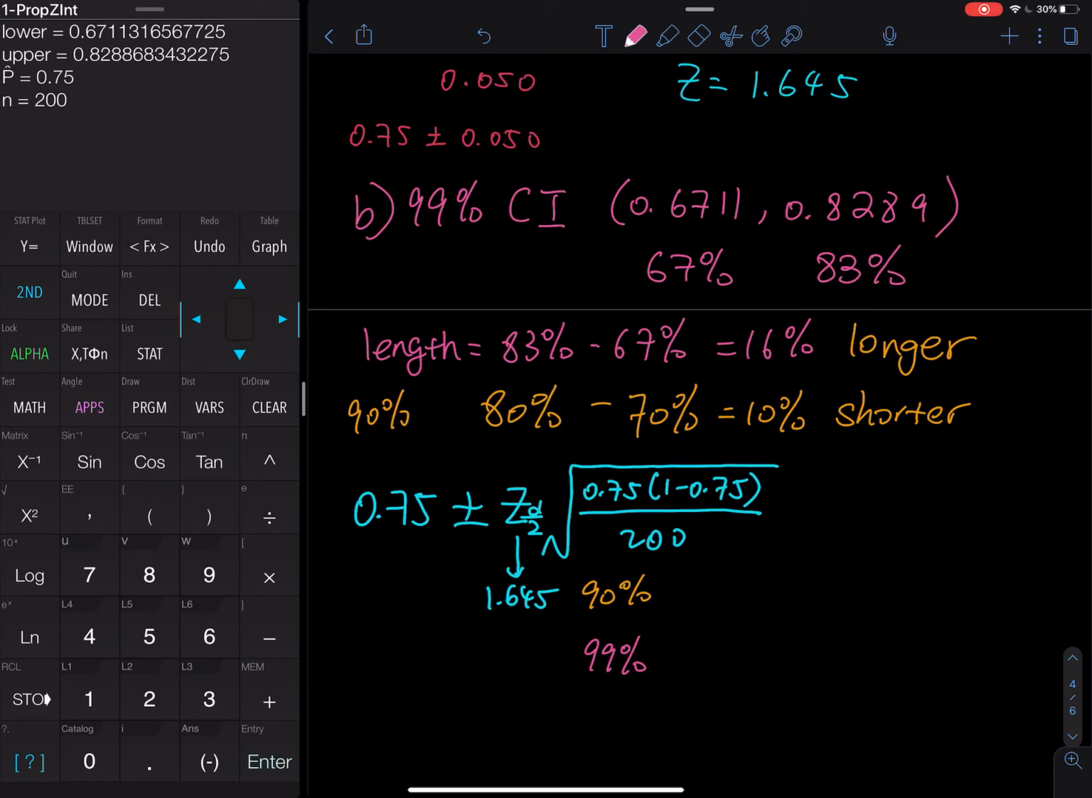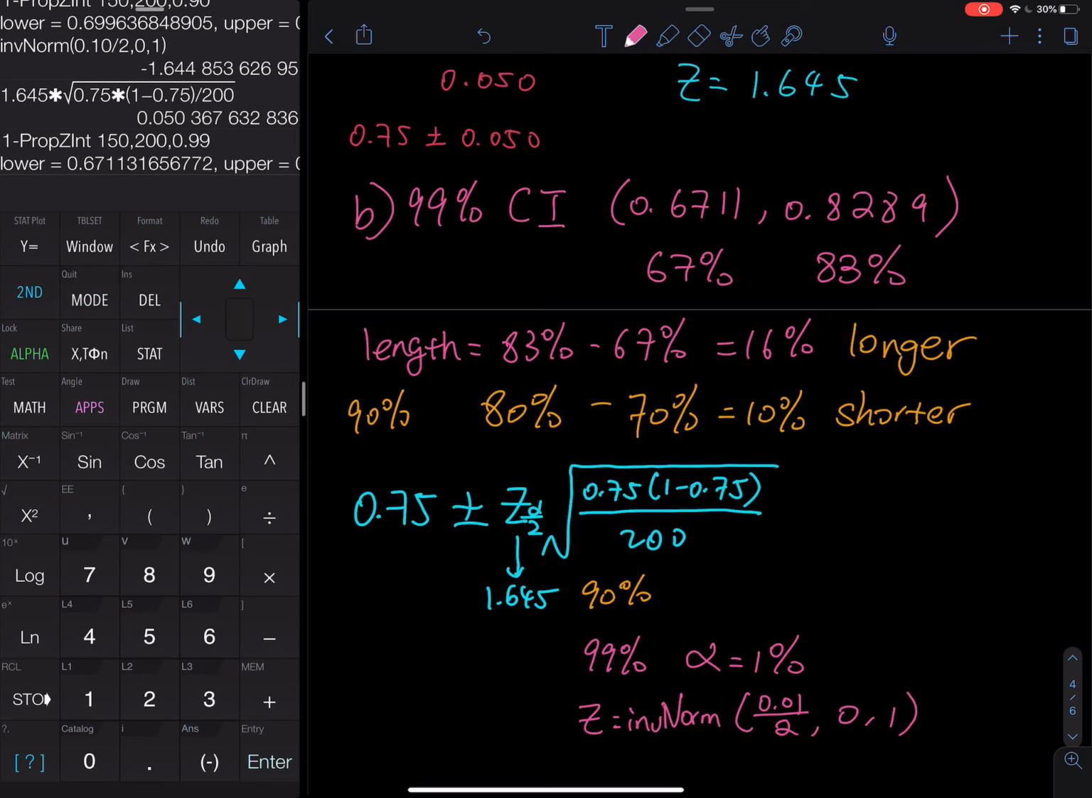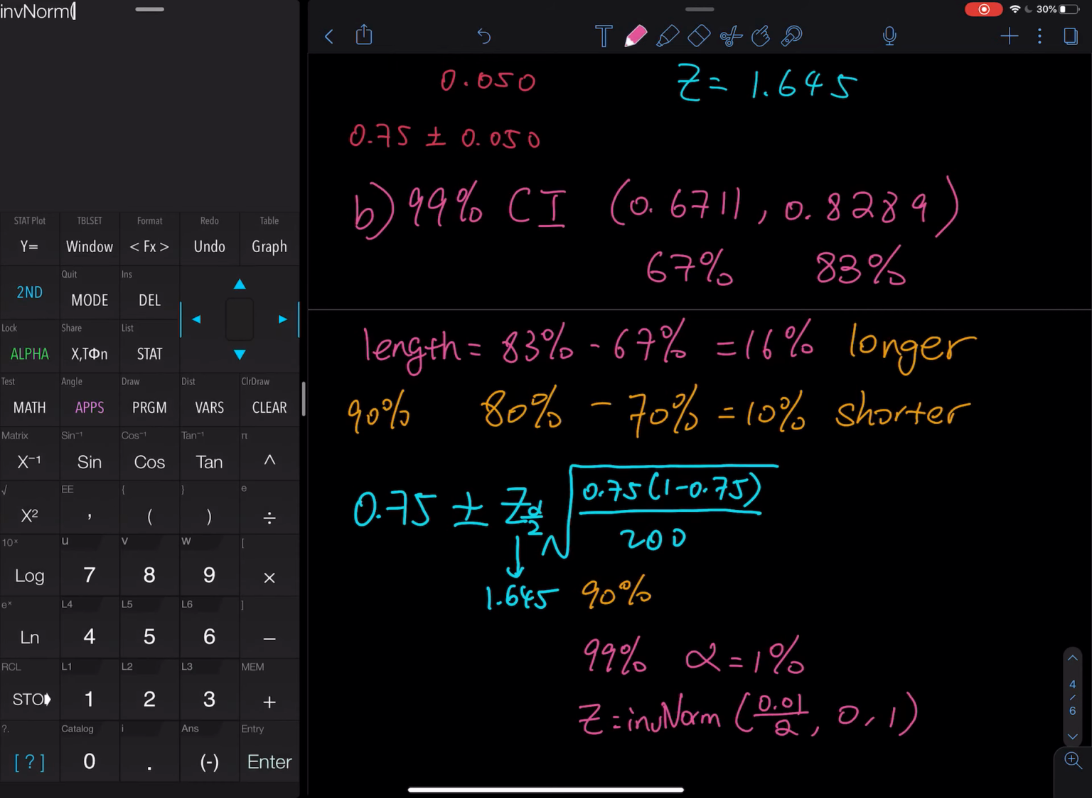For the 99% confidence interval, the alpha is equal to 1%, right? And then for the z, z is equal to inverse norm. You take 1% divided by 2, and then the mean is 0, the standard deviation is 1. So let's get that real quick. Second vars, inverse norm, you have 1% divided by 2, mean is 0, standard deviation is 1. So you have 2.576. The reason I ignore the minus is because the formula already takes care of the plus or minus for me.